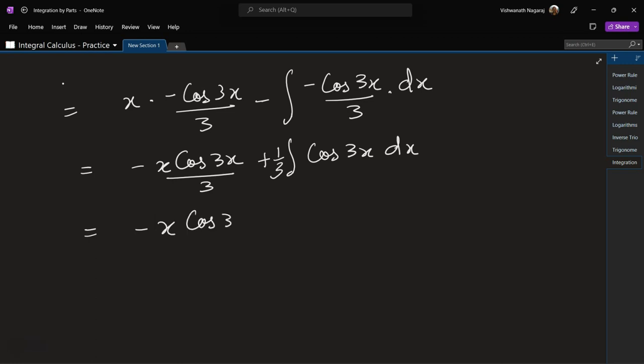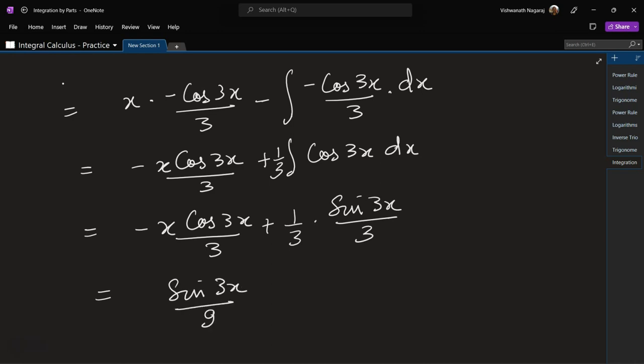So minus x cos 3x by 3 plus 1 by 3 times, now cos 3x when we integrate, what do we get? We get sine 3x by 3. Quickly differentiate sine 3x. We get 3 cos 3x by 3, 3 disappears. Okay, so now this becomes, let's bring the positive quantity first. So we get sine 3x by 9 minus x cos 3x by 3 plus c. Now the 9th one.